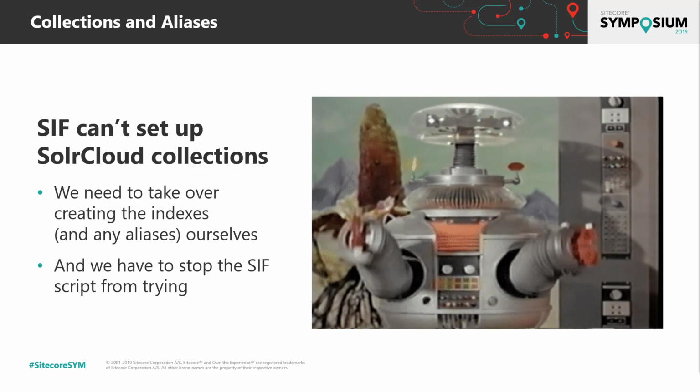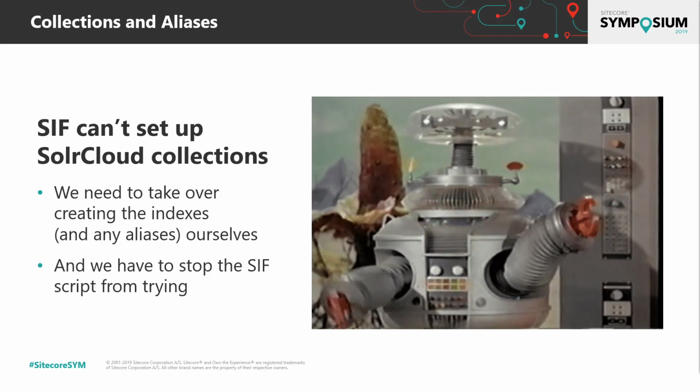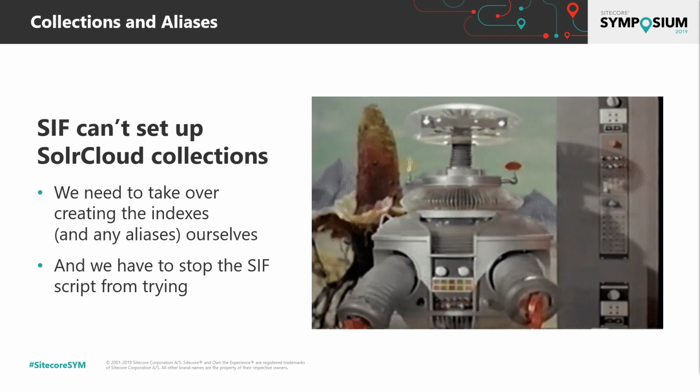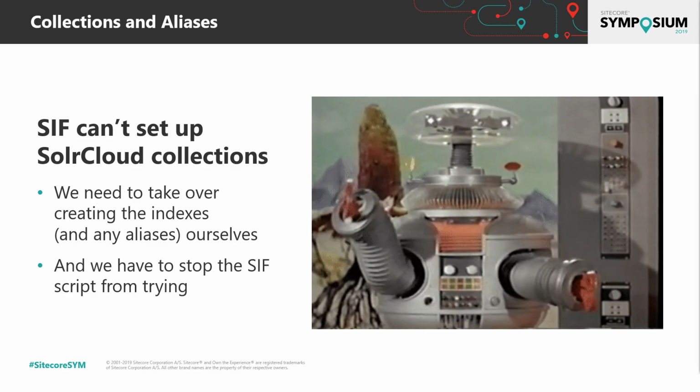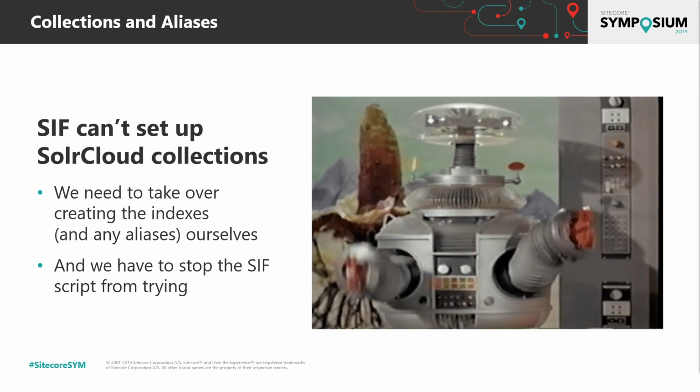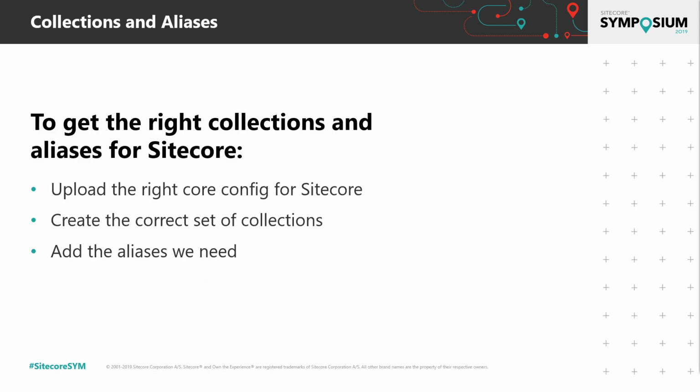Now Solr is running, we can configure Sitecore to match, but there is some danger here too. SIF doesn't know how to configure Solr Cloud, so we're going to have to help it out. First up, we have to create the collections and add any relevant aliases. I found the documented way of doing this a bit hit and miss, so here's my approach.